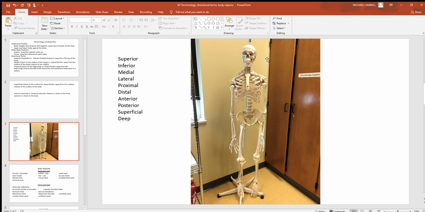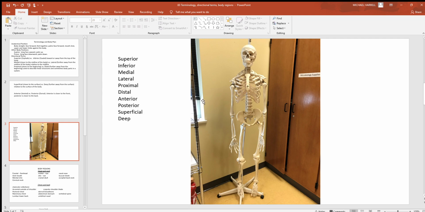Anterior and posterior. If we were to start at the back of this guy, say where his spine is at, and move towards his sternum, you're moving towards the front, anterior. If you were to start at his sternum and go back towards his spine, that would be in a posterior direction.